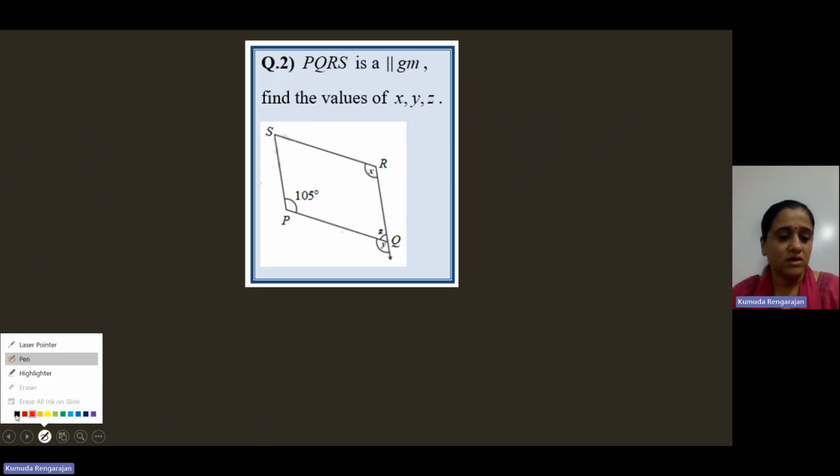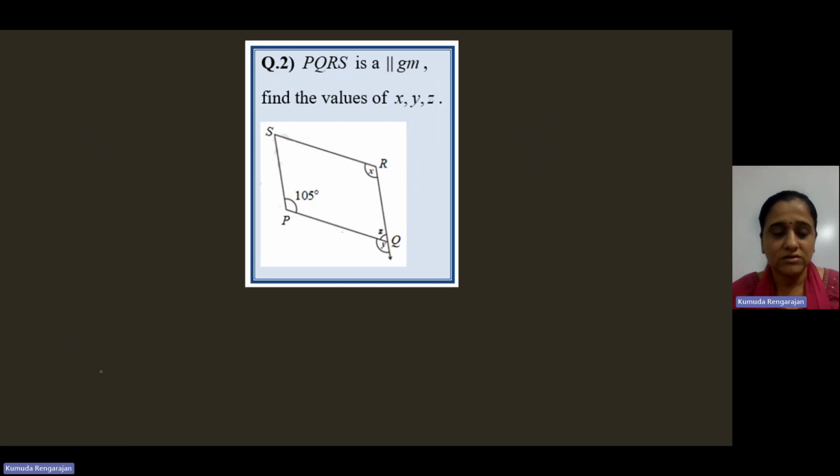Coming back to this presentation, this question. PQRS is a parallelogram. Find the values of X, Y, and Z. By the property of a parallelogram, opposite angles are equal. Opposite angles are equal. So what's the value of X? 105 degrees. That's a property of a parallelogram.